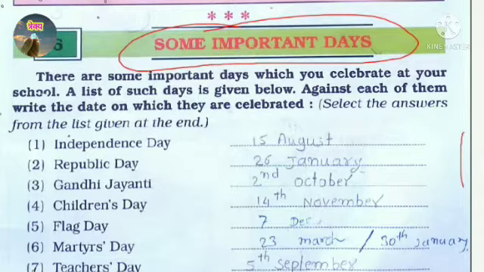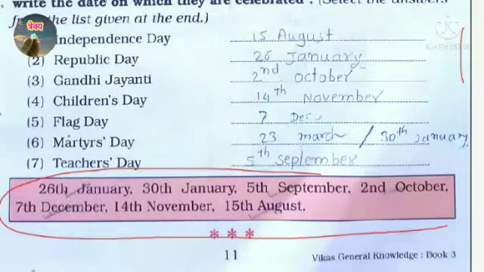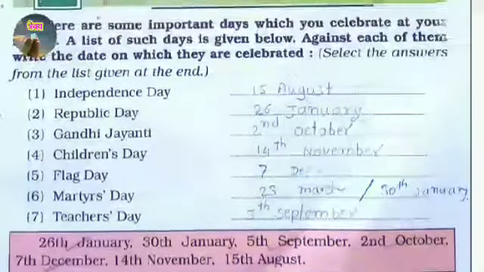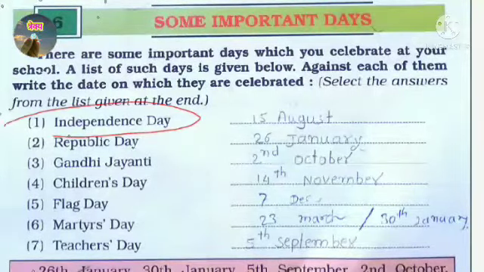The answers of this set are given in the last box, but not in correct sequence. You want to find out the correct answer for the correct question. Here are given some special days and you want to find out the correct date for each day. So first of all we will see the first day.